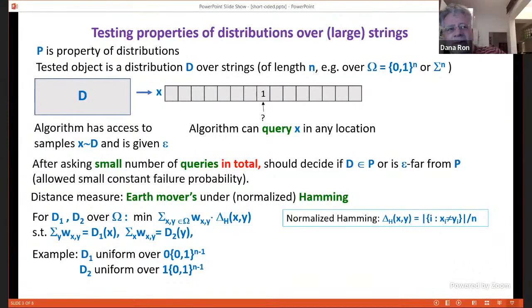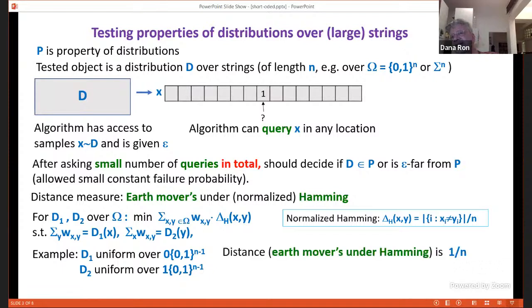I just want to show that it is vastly different from total variation distance. Consider the following two distributions. One is uniform over strings that start with 0, and the other is uniform over strings that start with 1. In total variation distance, they are at maximal distance 1, because we're talking about distributions on disjoint supports. But in the earth mover distance, they are at very small distance, because it's enough to change 1 bit in order to move the mass from these strings to those strings.